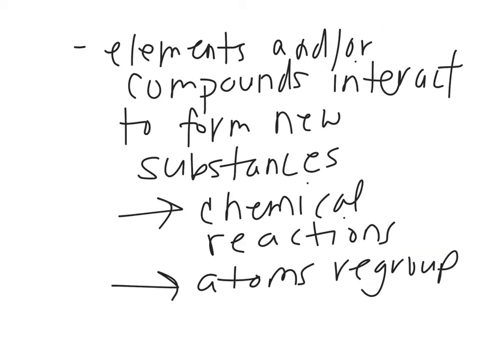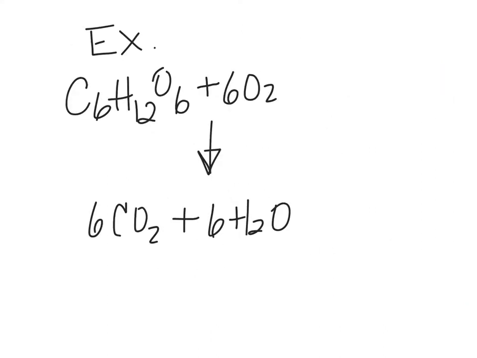Now, sometimes you can have elements or compounds that then interact with one another to form new substances, and we call this a chemical reaction. But during this chemical reaction to form new substances, it's important to remember that you're not destroying what you started with and making something brand new. You're just taking the atoms that you already have and you're regrouping them into something else.